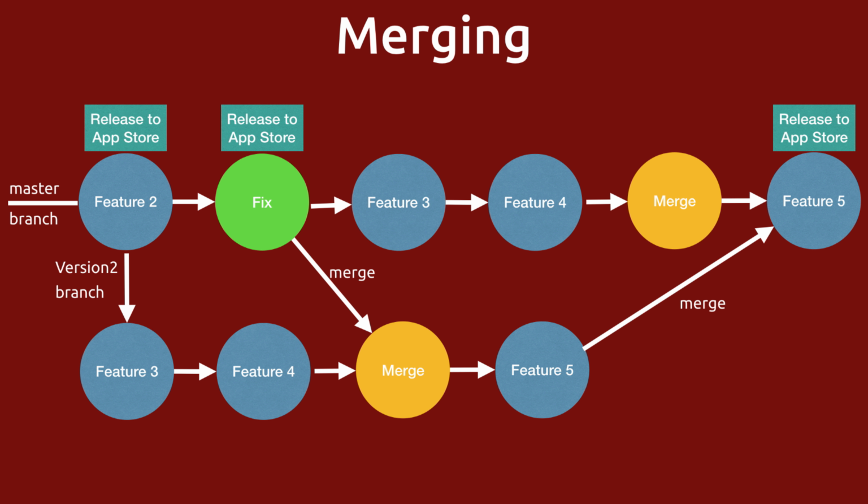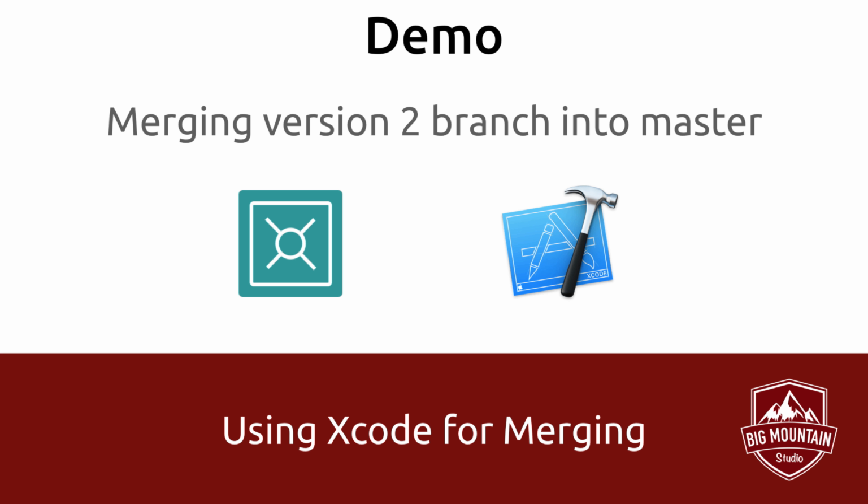And as you can see, after the merge, the master branch now has a full history of the development. In this picture, I'm not showing the initial commit or feature 1 just because I didn't have enough space. But you can see on the master branch, it goes from feature 2, then you included the fix, then you have feature 3, feature 4. You also have the merge that you did when you put the fix in after feature 4, and then you have feature 5, and then you release it to the App Store. Okay, so let's go back into Xcode and see how we can merge version 2 branch into master.